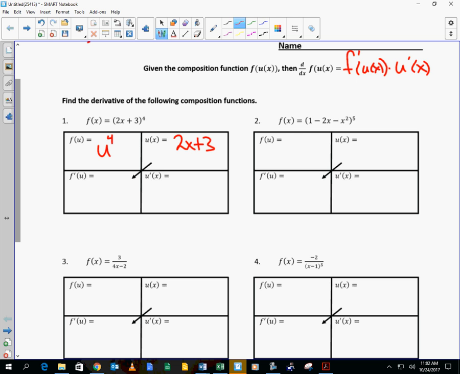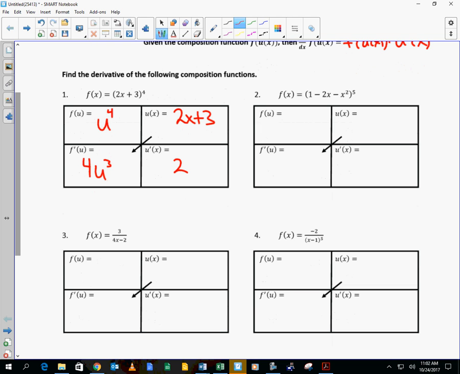Okay? What's the derivative of 2x plus 3? 2. What's the derivative of u to the fourth? 4u to the third. Now, this arrow here reminds me that I take the original, the 2x plus 3, and I plug it back in for u. Okay? So the derivative ends up being 2 times this piece. 4, and what is u?